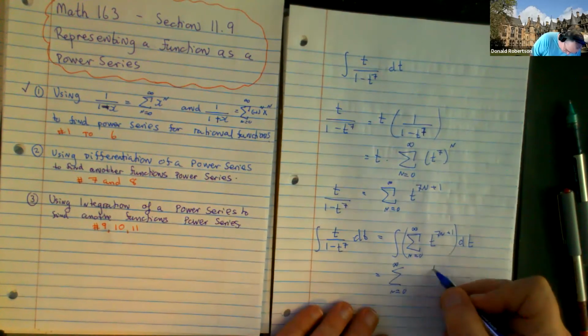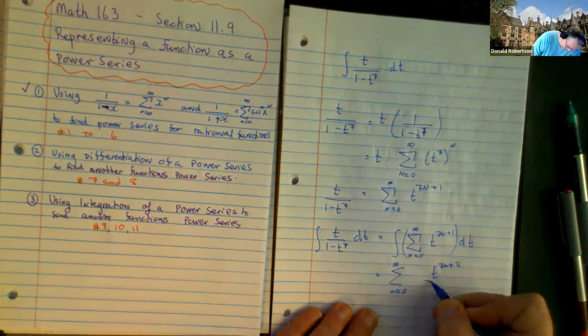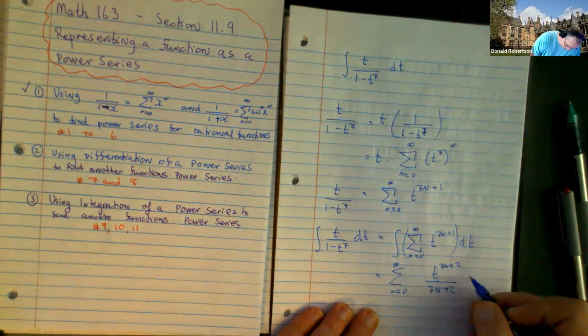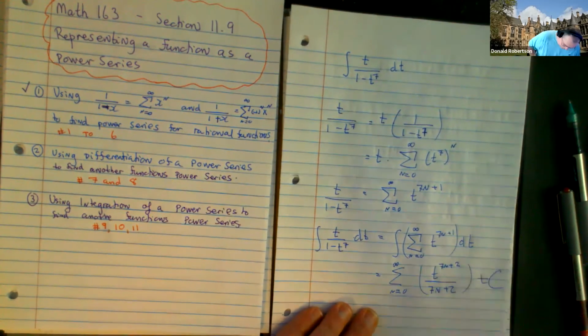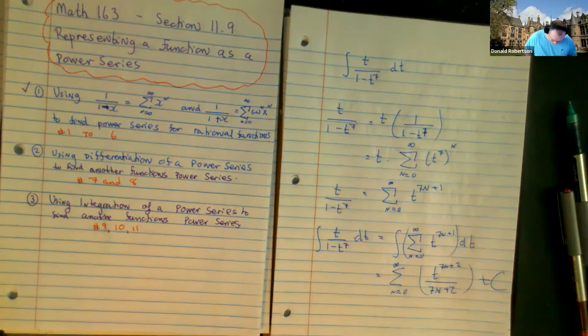In this case, it's going to be add 1 to the power and divide by the new power. And then an arbitrary constant c. And that's fine.